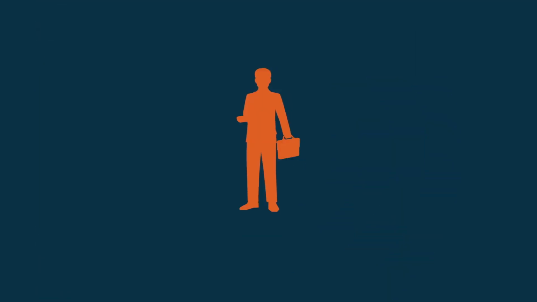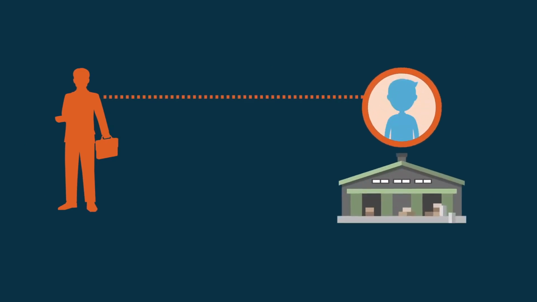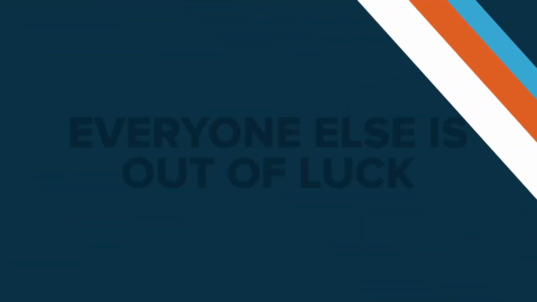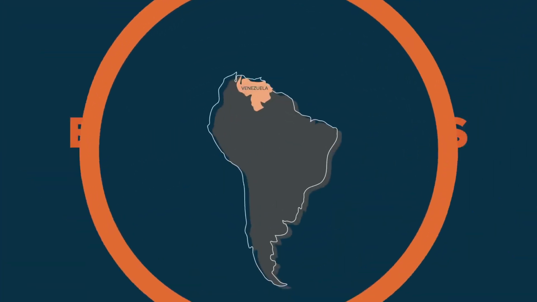Have you ever noticed that late-stage socialist failures always run out of essential items like toilet paper? Of course, this isn't a problem for those who have the right connections with the right people. Those chosen few get whatever they want. But everyone else is out of luck.